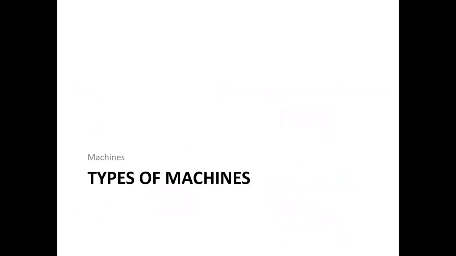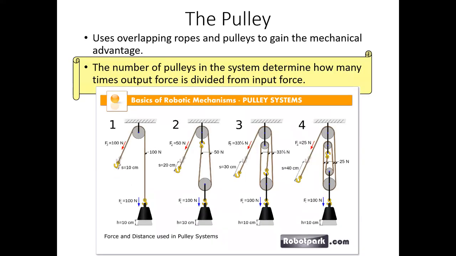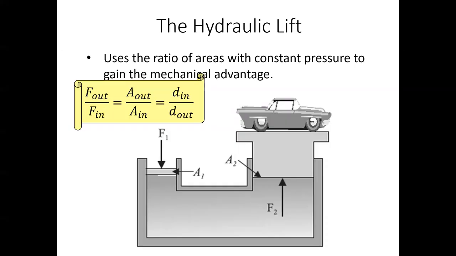You have the basic purpose of machines, four types of machines: levers, pulleys, the bicycle, and the hydraulic lift.